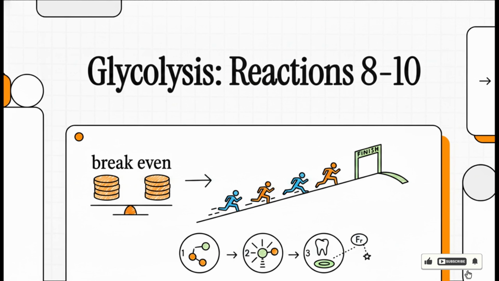Today, we're covering the final 3 reactions of the pathway, 8, 9, and 10. We'll see exactly how the cell meticulously rearranges its molecules to create a super high-energy compound, and we're even going to discover how the fluoride in your toothpaste actually works at a biochemical level. Let's finish this race to pyruvate.